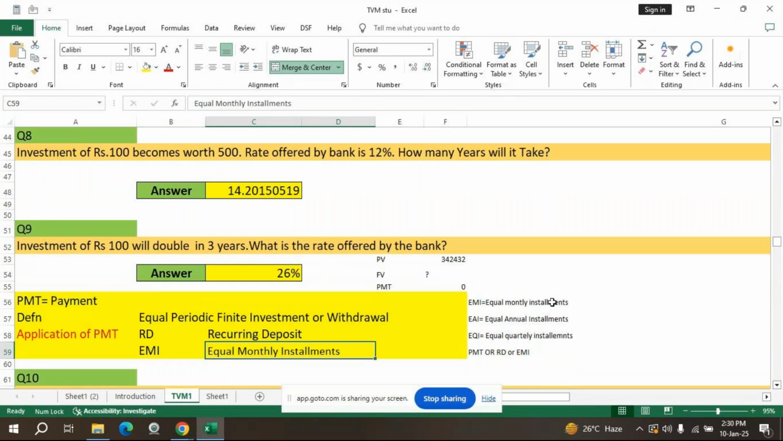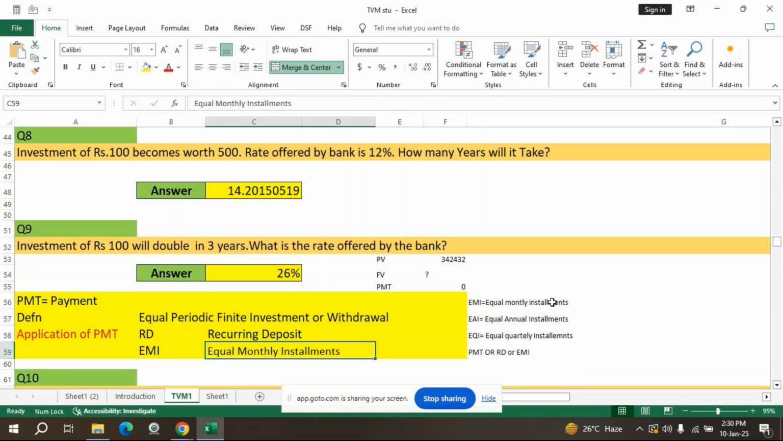So here you are having PMT. PMT is the payment function, and its application is equal periodic finite investment or withdrawal. So that means it comes into RD also.